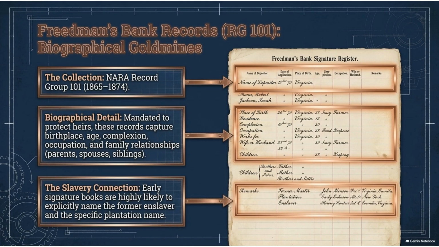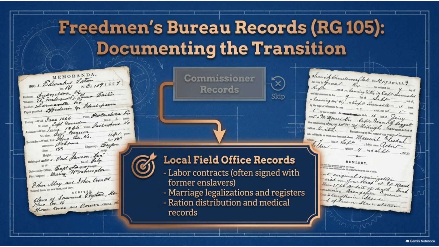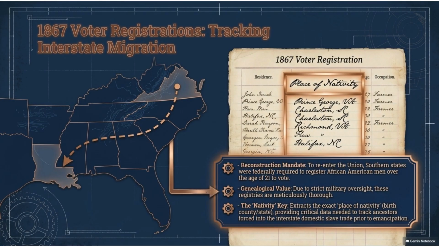Freedmen's Bank records are biographical goldmines. These records from 1865 to 1874 often include detailed information such as birthplace, age, occupation, and family relationships, and they frequently name a former enslaver or plantation. Freedmen's Bureau records are essential for documenting the transition to freedom. Local field office records, including labor contracts, marriage registers, and ration distribution lists, offer deep insights into the immediate post-emancipation era. The 1867 voter registrations help track interstate migration. Because these registries include the place of nativity for African American men, they provide critical data for tracing ancestors who were moved through the domestic slave trade.